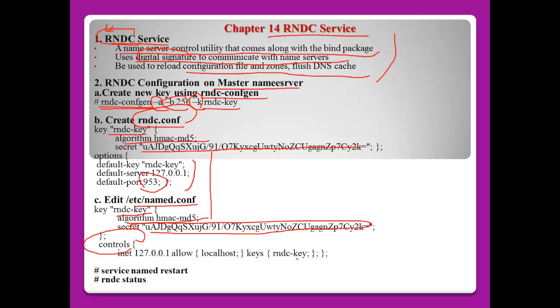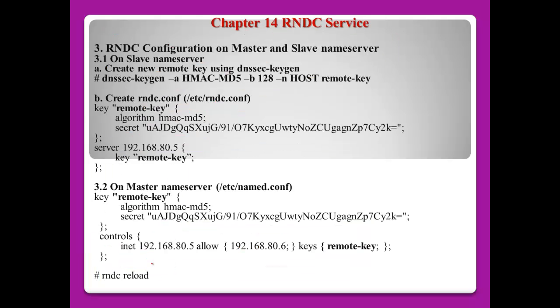127.0.0.1 allow localhost keys rndc-key. It means localhost can control this IP address with this key. If localhost doesn't have this key, then it is impossible to control this one from the localhost. And if you restart the named service, then you can now use RNDC, status, like this.